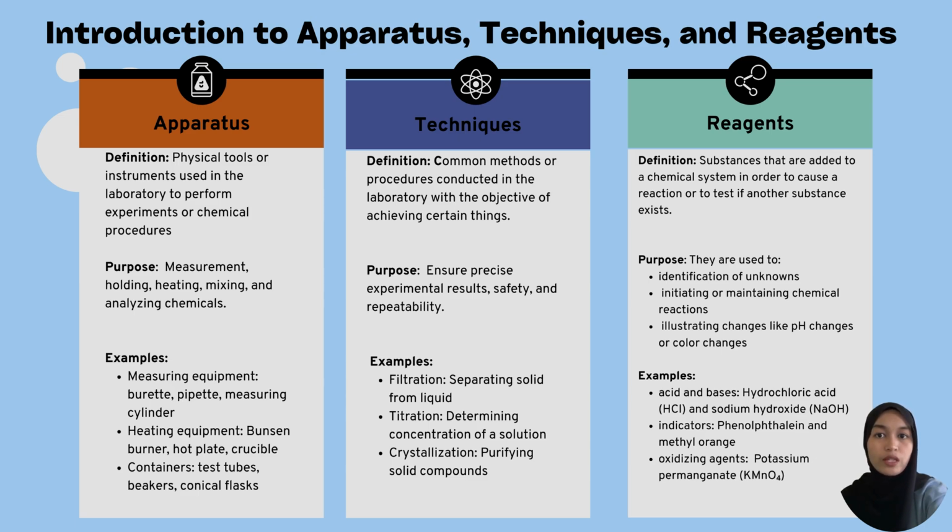For example, the measuring equipment are the burette, pipette, and measuring cylinder. Bunsen burner, hot plate, and crucible are utilized for heating. Containers such as test tube, beaker, and conical flask are also needed in most laboratories.